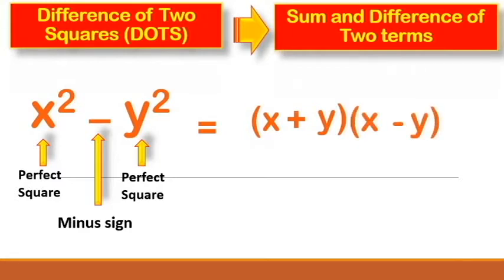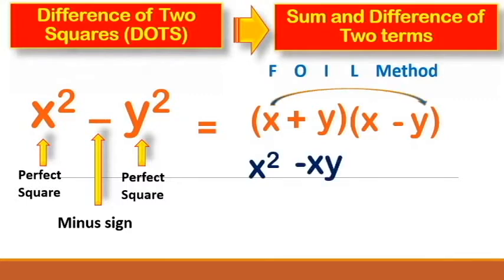So using this general definition, let's see why that actually works out. We can check this by using the FOIL method, or multiplying the first terms, the outer terms, the inner terms, and the last terms, where we have x times x equals x squared. X times negative y equals negative xy. Y times x equals xy. Y times negative y equals negative y squared.